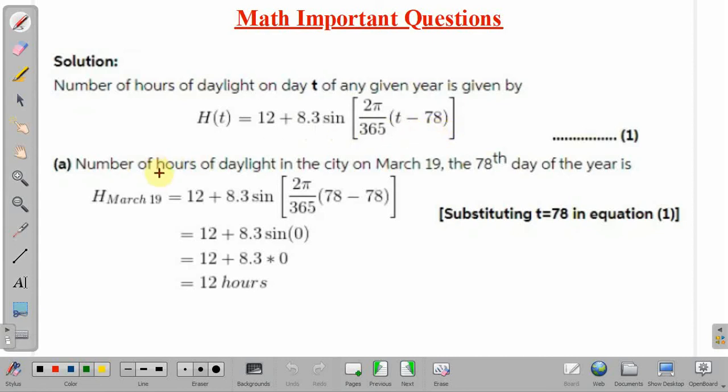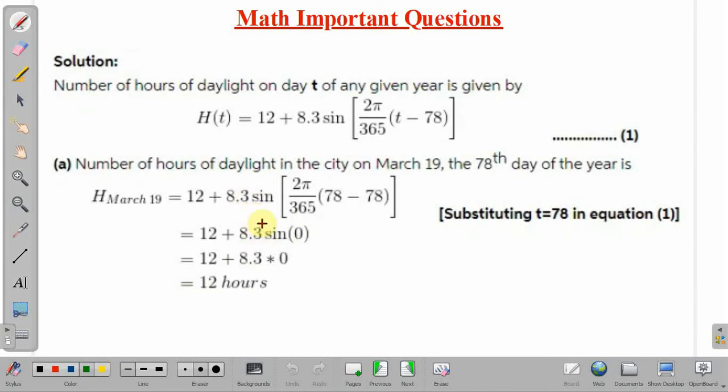On March 19, which is the 78th day of the year, the number of hours will be h(March 19) = 12 + 8.3 sin(2π/365 (78 − 78)). Here in place of t we have substituted 78, because the day is the 78th day of the year. So 78 minus 78 is 0, and sin 0 equals 0. So the number of hours on that particular day is 12 hours, and since the whole day is 24 hours, we can say that daylight will be equal to night hours.